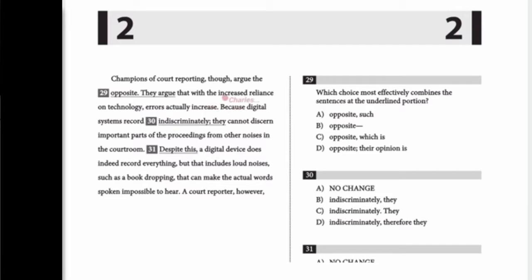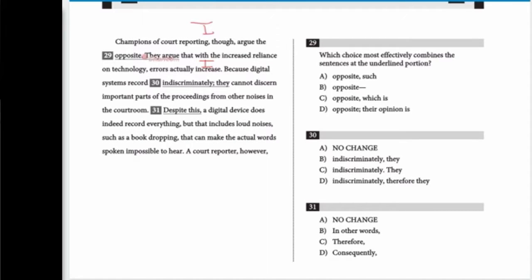29. Which choice most effectively combines the sentences at the underlined portion? Can we put them together by just saying opposite, comma, such that, with the increased reliance on technology? I mean, that works. The comma and such making the second part a dependent clause. Grammatically, it's correct. How about B? Opposite, they argue the opposite, dash, that with increased reliance on technology, errors actually increase.